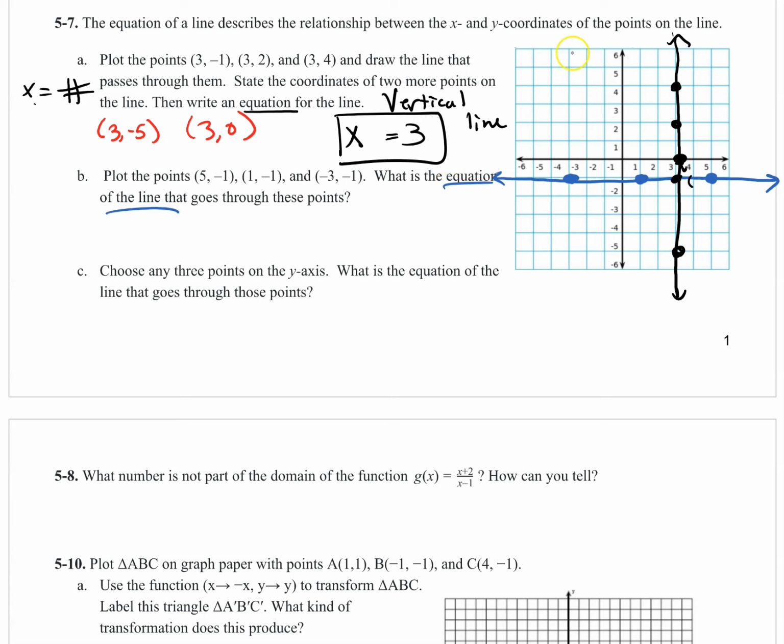Well, this is a horizontal line. Remember that for a horizontal line, the equation in general form is y equals number. Okay, this is our y-axis. Our line is going to hit the y-axis right here, and that is at -1. So the equation is y equals -1. It hits the y-axis at -1. And then I'll let you do C, so I did A and B there.